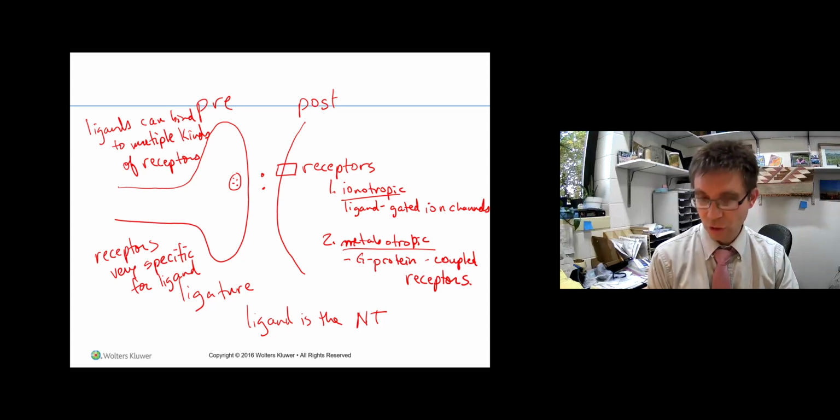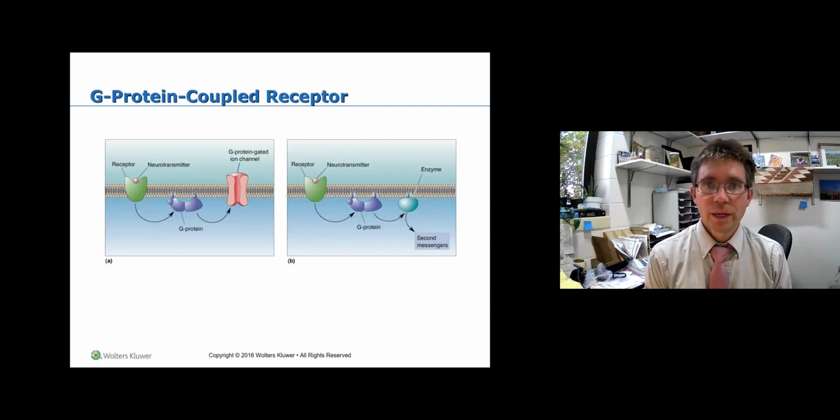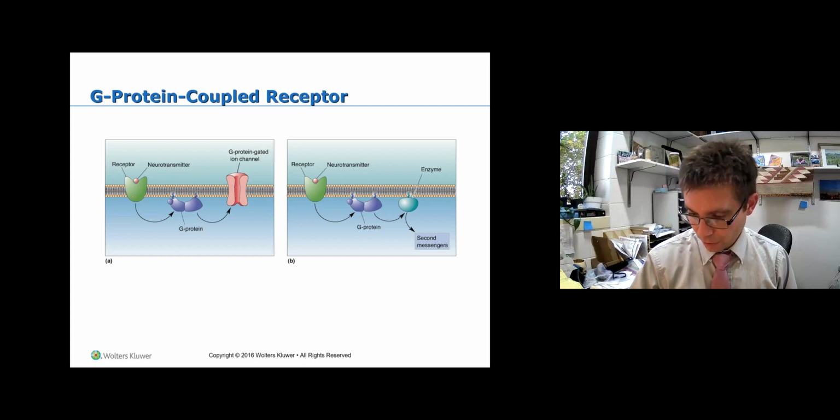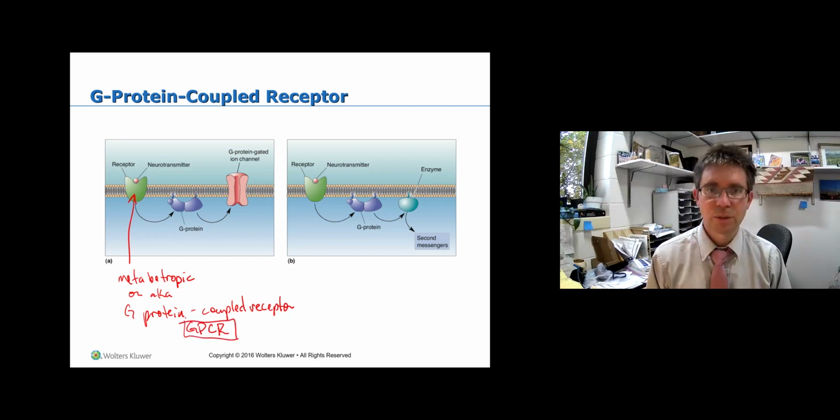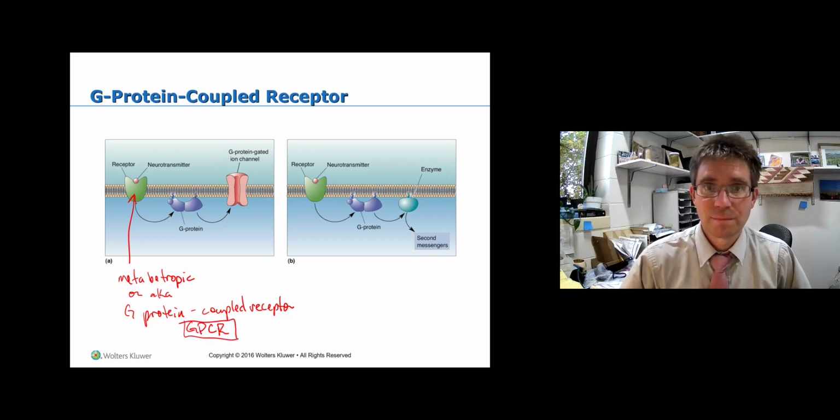So right now I'm just going to show you a picture from your book that describes them, gives you an overview of them. Okay, here's a picture of two different types of metabotropic receptors. So this is the metabotropic receptor right here, the green thing here. So it's called a metabotropic receptor, or aka a G protein coupled receptor, or GPCR. That's very common for you to see GPCR, so don't be surprised if I call them GPCRs in class.